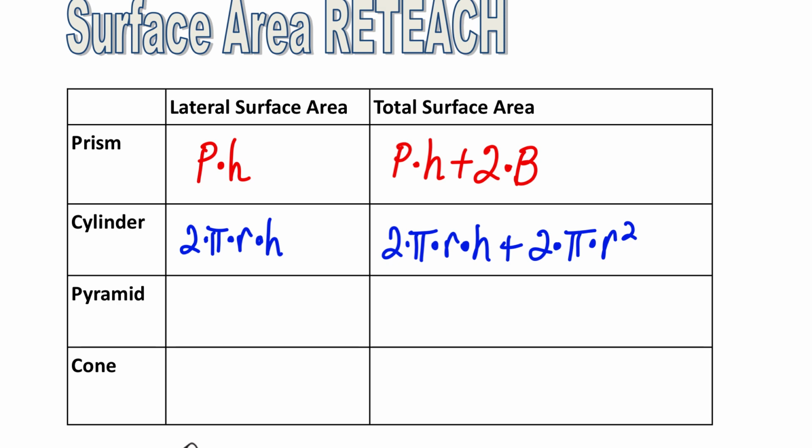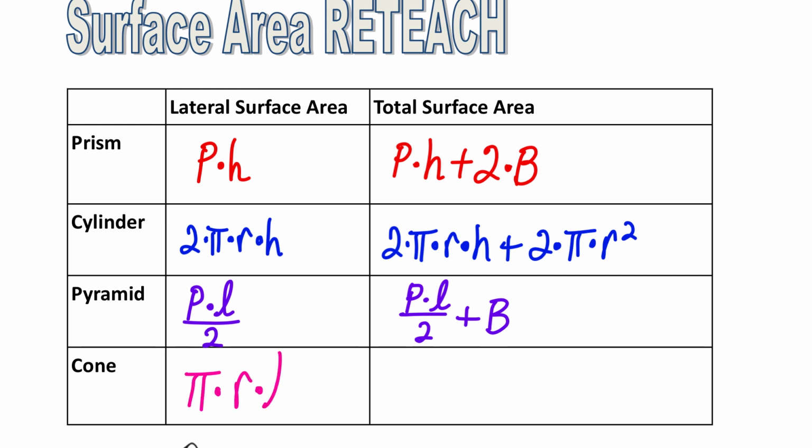Okay, for a pyramid, lateral is perimeter of the base times the slant height divided by 2. Total surface area is perimeter of the base times the slant height divided by 2 plus B. Alright, and then for a cone, lateral surface area is pi r L, and total surface area is pi r L plus pi r squared.